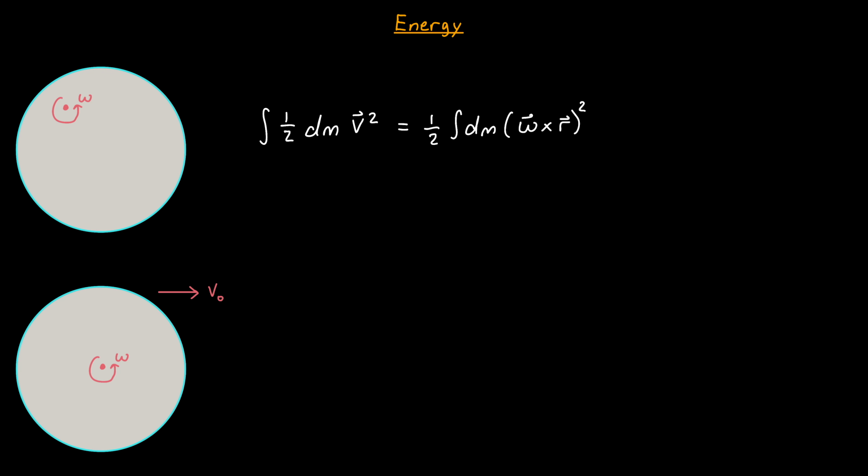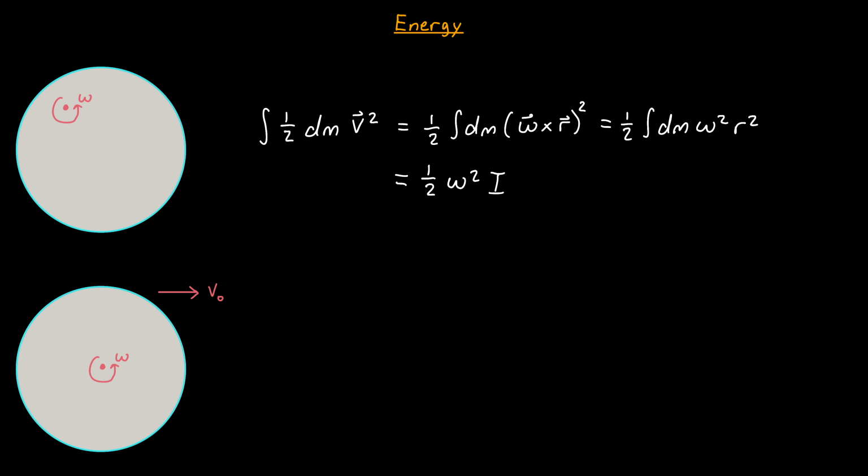And because omega and r are always perpendicular in this two-dimensional context, we get to just write this as 1/2 times the integral of dm omega squared r squared. And what you'll recognize, if we pull the constant omega squared out of the integral, because all points are moving with the same angular speed, this is just the integral of dm times r squared, which we've seen before, and we've called it the moment of inertia I.